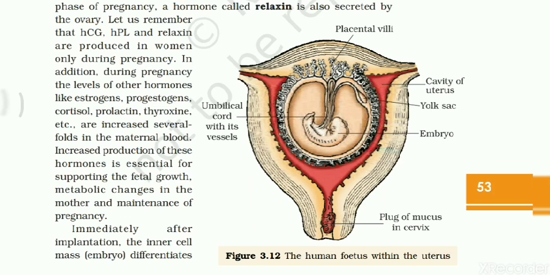So increased production of these hormones is essential for supporting the fetal growth, metabolic changes in the mother, and maintenance of the pregnancy. So students, look to the diagram given here, 3.12.